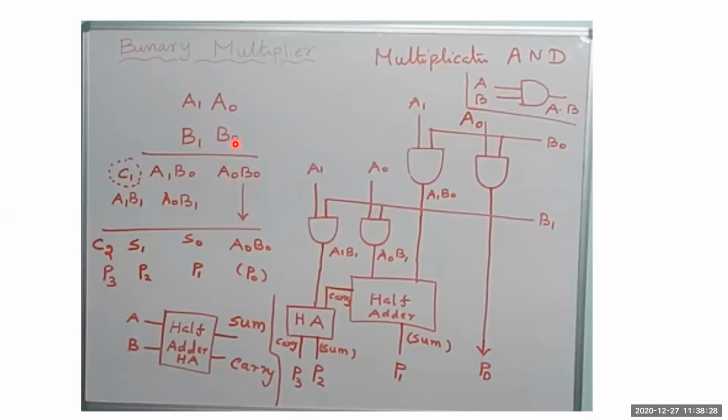In a similar way, B naught is multiplied with A1. Whenever it is multiplied, I get a partial product called A1 and B naught. So I have completed one set of multiplication. Next, I'll multiply B1 with A naught and A1. When I multiply B1 with A naught, I'll get the partial product A naught and B1. Similarly, when I multiply B1 and A1, I get a partial product of A1 and B1. So now we have completed this set of partial products.